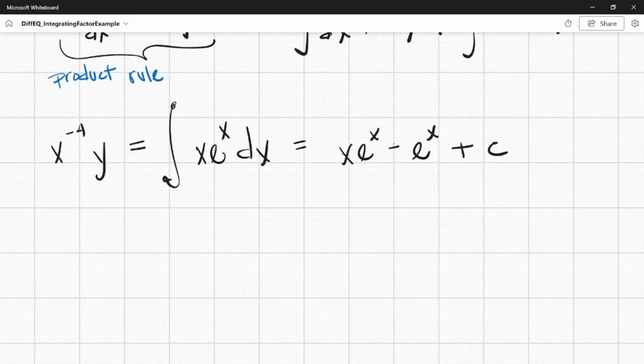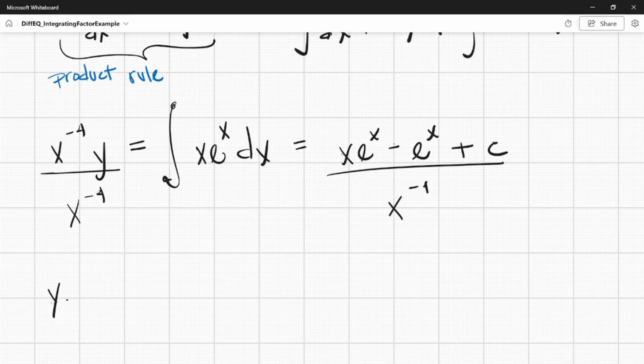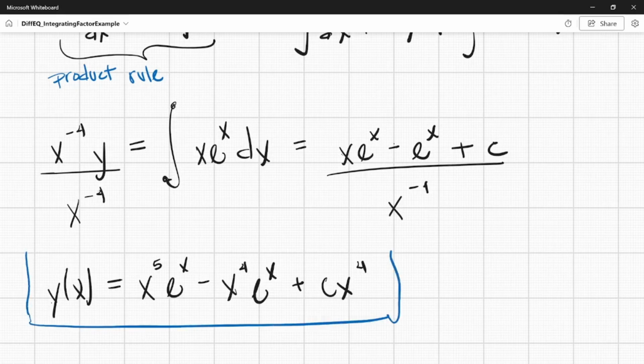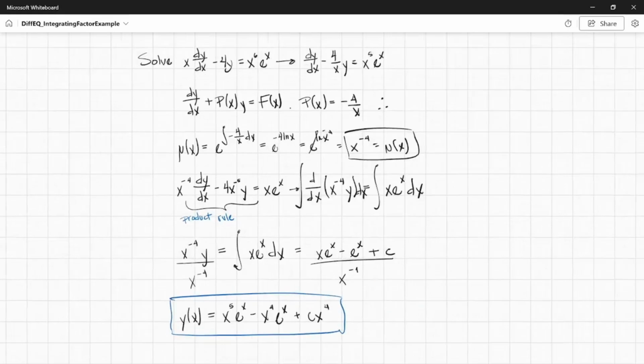Now, just to solve for y, we can just divide through by this x to the negative 4. And this will give us our solution to the differential equation of function y in terms of x. And if we just do our arithmetic here, and this is the solution to our differential equation.